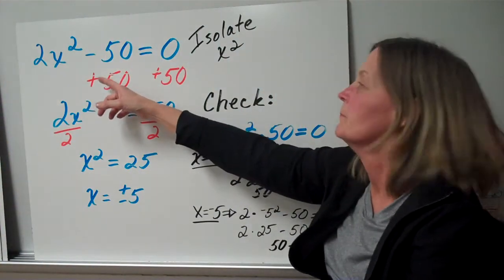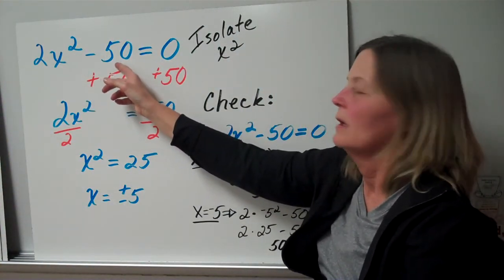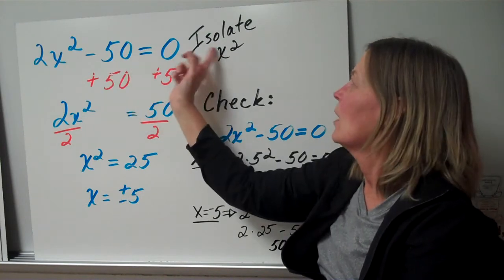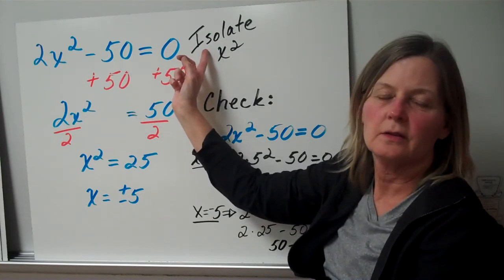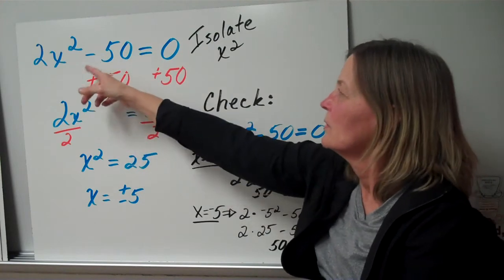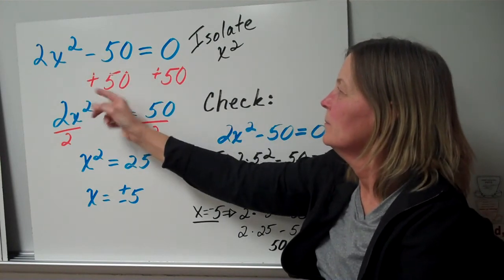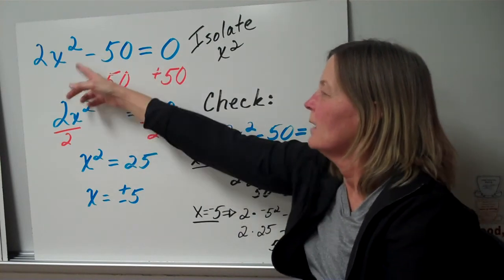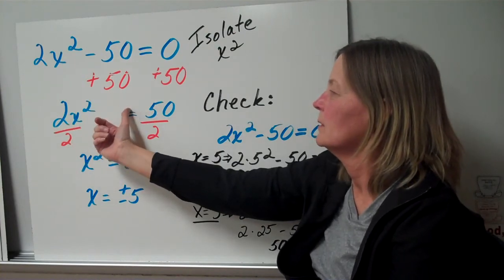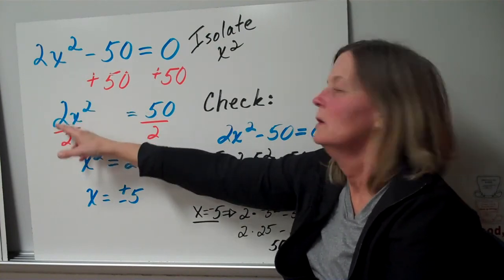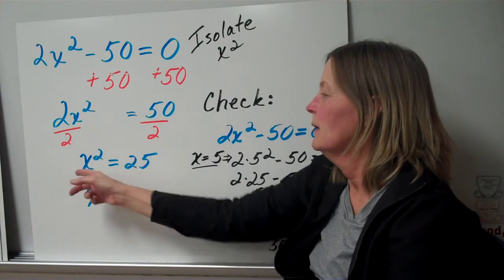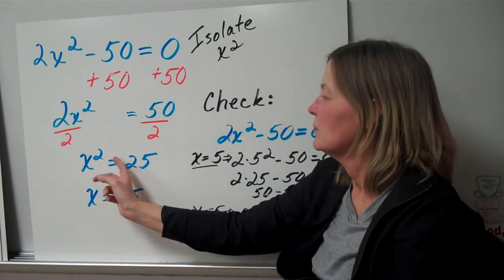Let's look at this problem: 2x squared minus 50 equals 0. This is going to be two steps. Always keep in mind that you're going to isolate the x squared. So to do that, let's add the 50 to both sides. And now we have 2x squared equals 50. To eliminate the 2, divide both sides by 2. And again, we get x squared equals 25.